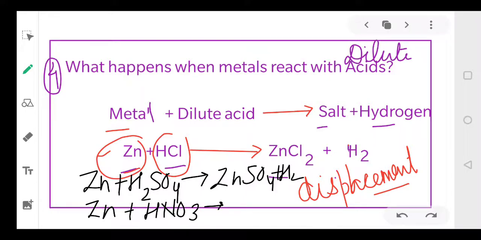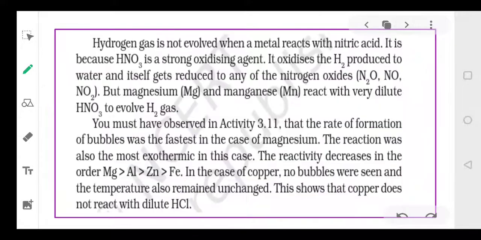HNO3, right? Here what will happen? Zn(NO3)2 plus water. Now see, in case of HCl and sulfuric acid, hydrogen gas will be produced. But whenever a metal reacts with nitric acid, water will be released. This is a very important one. So whenever a metal reacts with nitric acid, hydrogen gas will not be produced, but instead water will be produced. So can you tell me why? What is the reason?